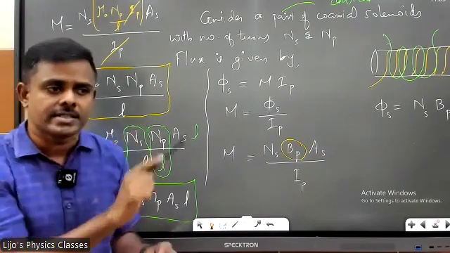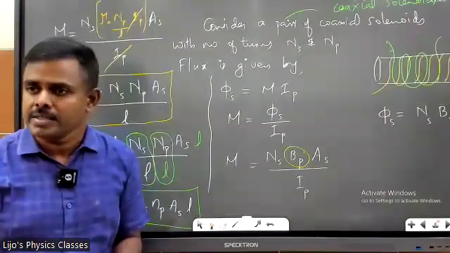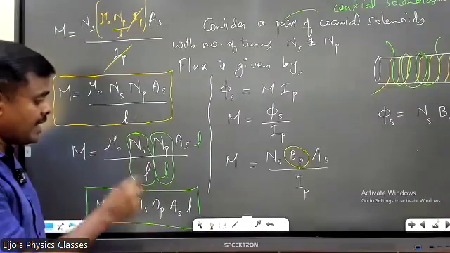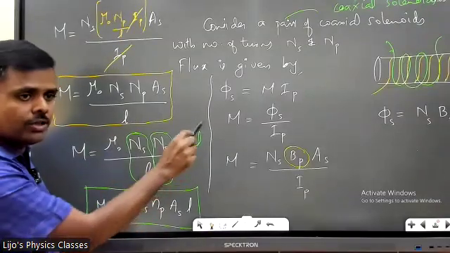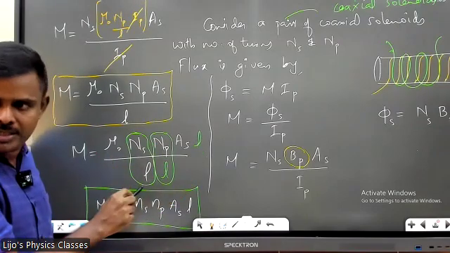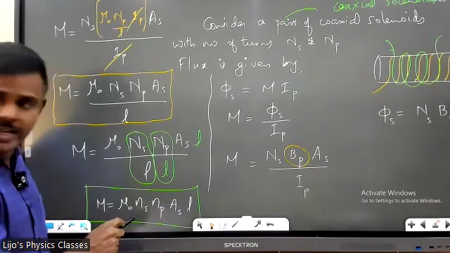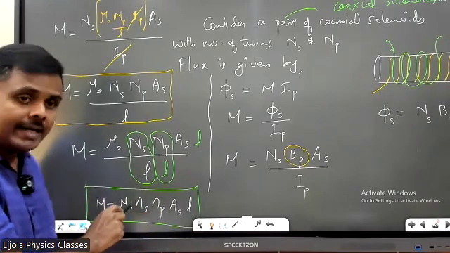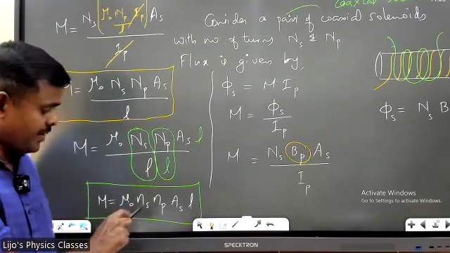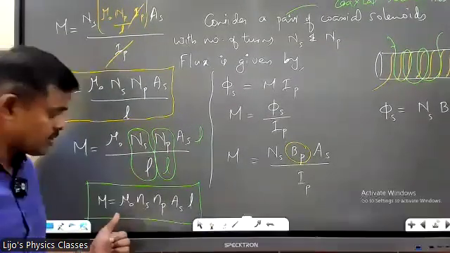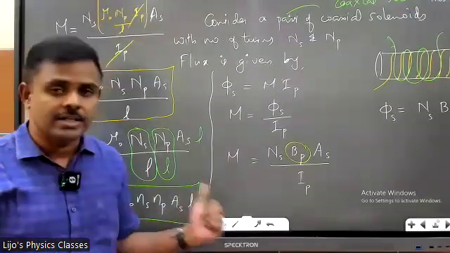NS is the number of turns in the secondary, NP is the number of turns in the primary. Then you will introduce an L here, and for compensating, you put an L here. Number by length is called number density. NS by L is called small NS, NP by L is called small NP: the number density of the secondary and of the primary. So finally, the equation is mu 0 NS NP AS into L.